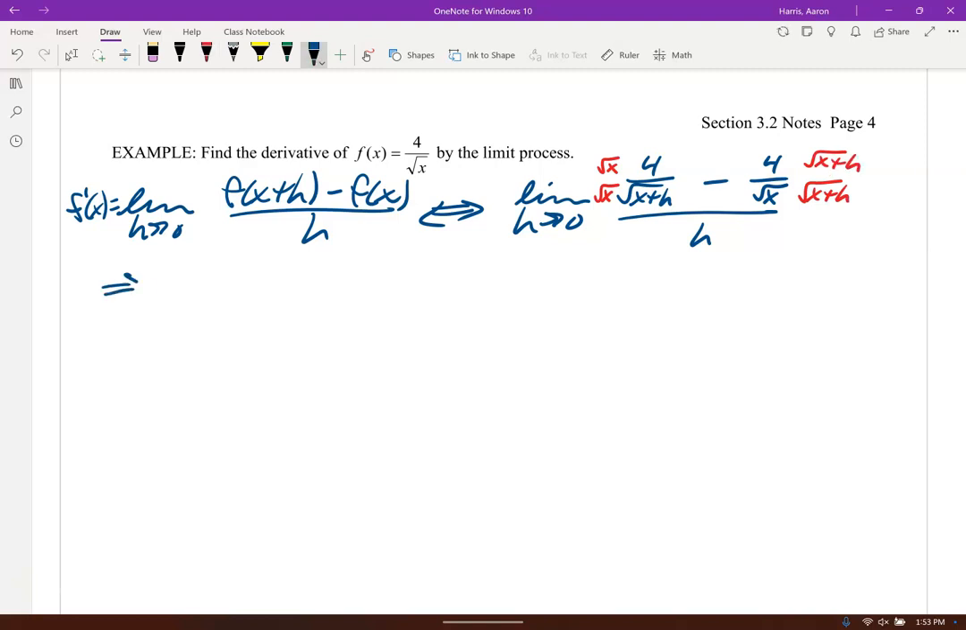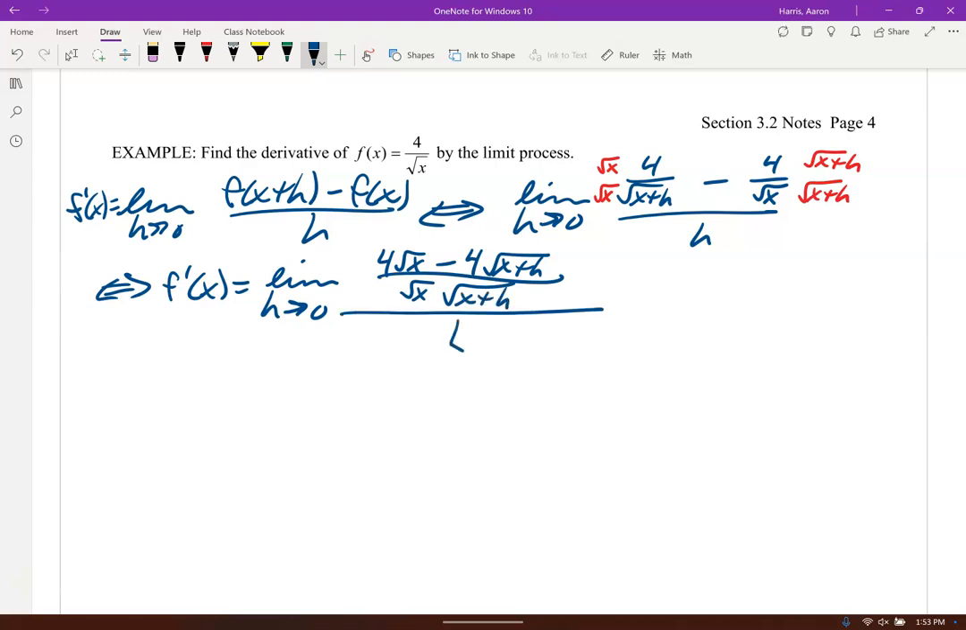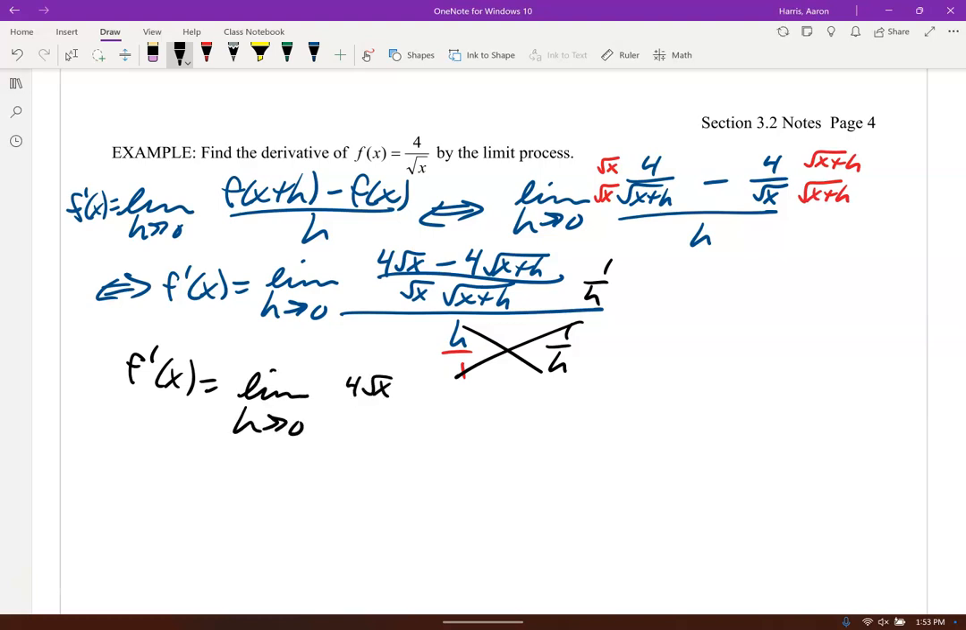And so what we have is the derivative being the limit as h goes to 0 of 4 root x minus 4 root x plus h, all over this common denominator. And this is all over h. Well, this is h over 1, so I'm just going to go ahead and multiply by 1 over h, top and bottom. Now I have one big fraction here, so f prime of x equals the limit as h goes to 0 of 4 root x minus 4 root x plus h, all over h square root of x square root of x plus h.